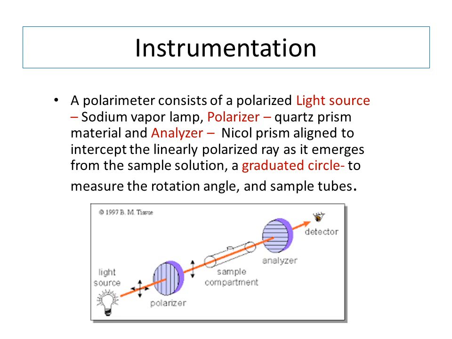The instrumentation then. A polarimeter consists of a polarized light source, a sodium vapor lamp, a polarizer which is usually quartz prism material, and an analyzer which is a nickel prism, aligned to intercept the linearly polarized ray as it emerges from the sample solution, with a graduated circle to measure the rotation angle, and the sample tube. So you have your light source, your polarizer, and this is shining through your sample compartment.